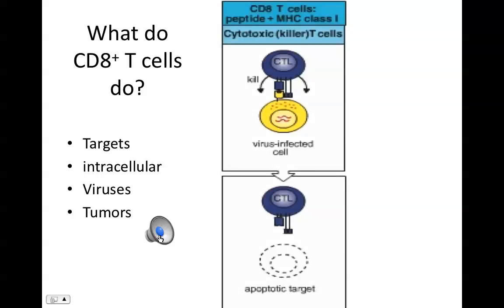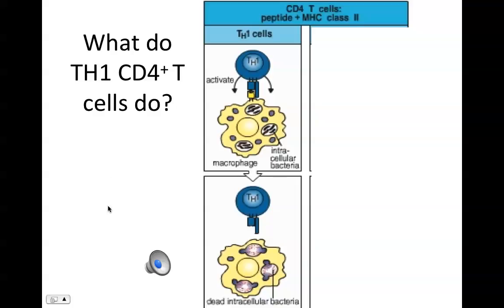So what do CD8 positive T lymphocytes do? They target intracellular viruses, intracellular bacteria, and even tumor cells, abnormal cells of our own bodies. What do CD4 positive cells do? They target intracellular bacteria, like the one that causes tuberculosis. So the Th1 CD4 positives target intracellular pathogenic bacteria.